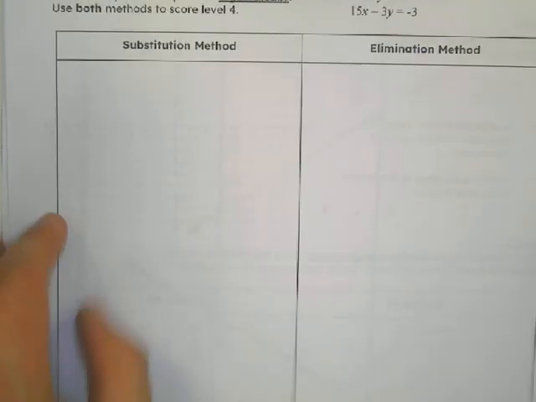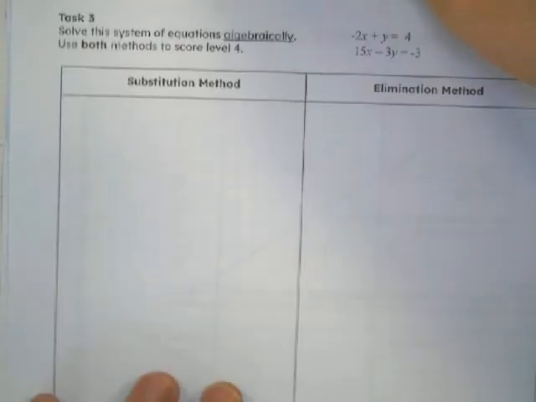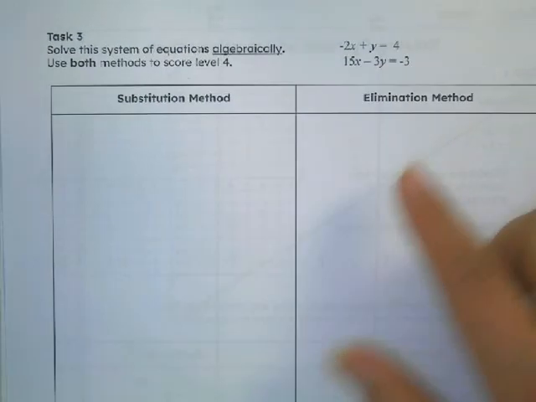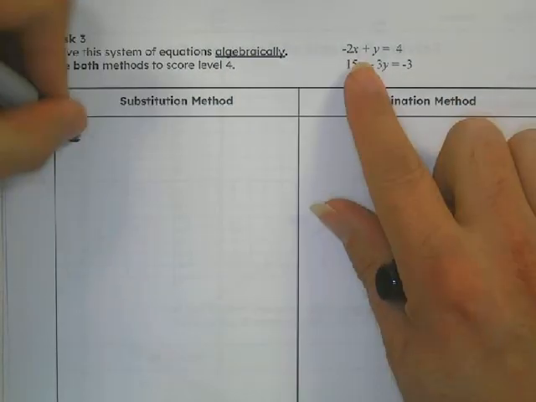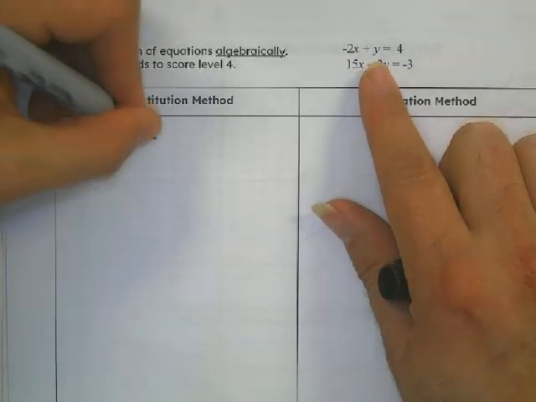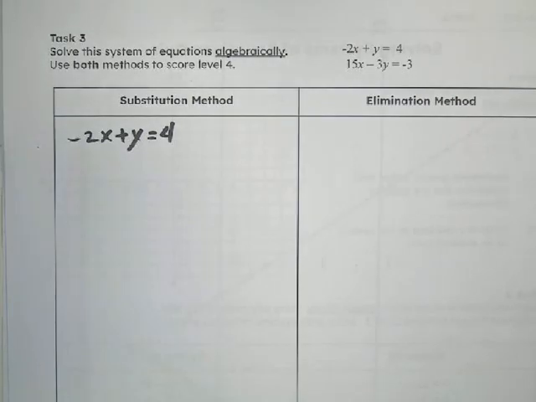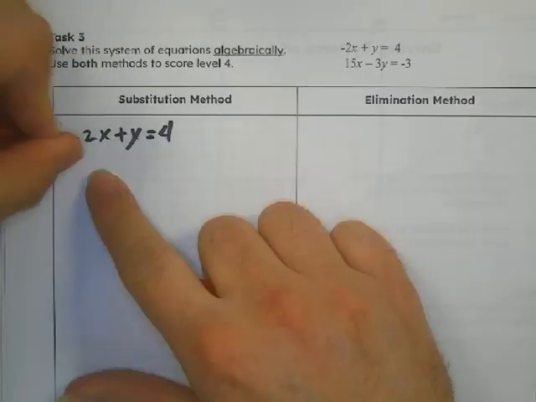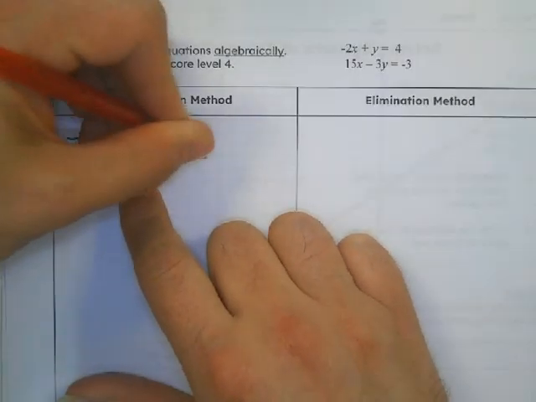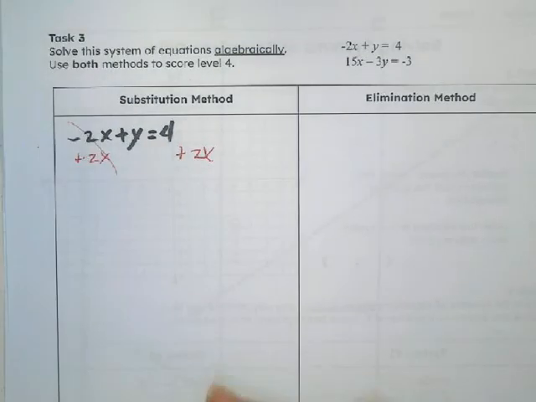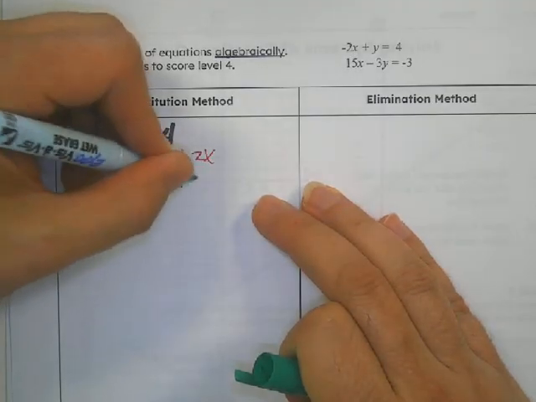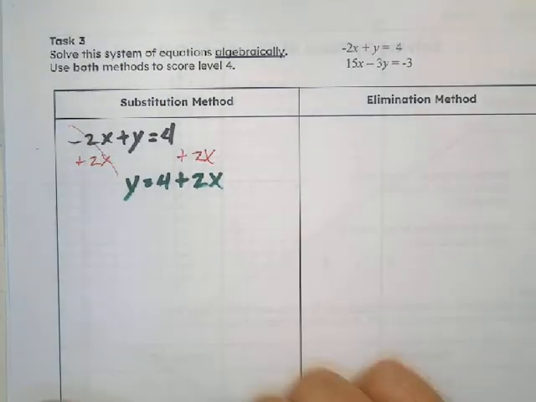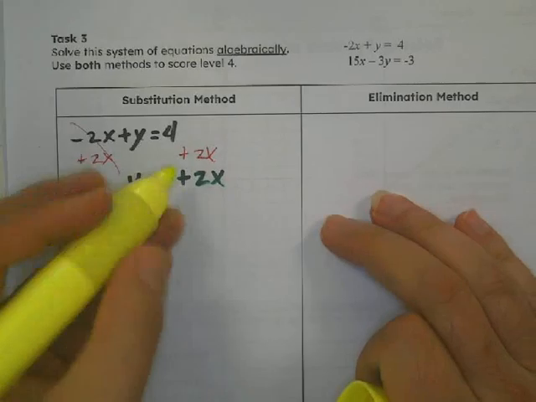Okay, so for this, they wanted you to do it either using substitution or elimination. So let's do substitution. If I take my first equation, negative 2x plus y equals 4, let's get this set up so we can start doing the substitution. If I add 2x on both sides of the equal sign, that's going to make that go away. And then I'm going to get y equals 4 plus 2x. Okay, so I'm going to use this to help me do substitution.